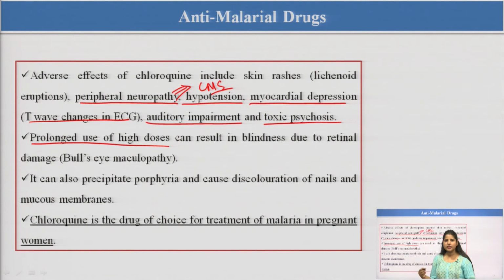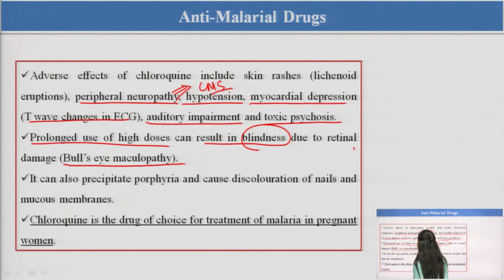So, at that time it can cause some vision abnormality. Vision problems will be there. Prolonged use of high doses can result in blindness due to a condition called bull's eye maculopathy, so the eye will appear as a bull's eye. In this, what is going on? The normal retinal pigment will be depigmented, which is surrounded by a normal retinal pigment epithelium. So, this appears as a bull's eye.